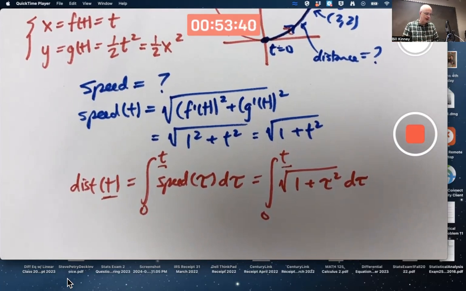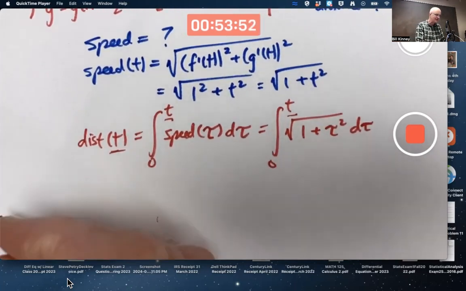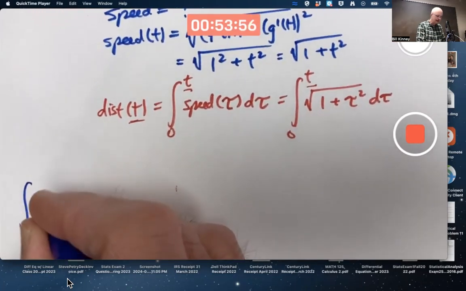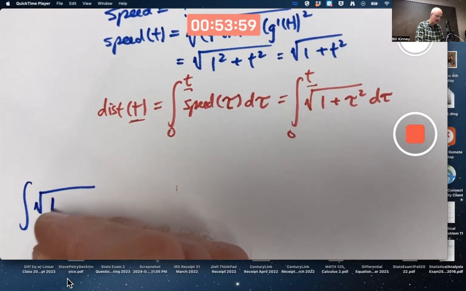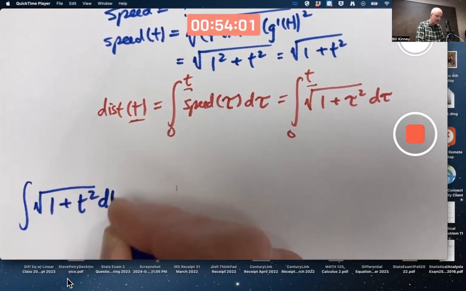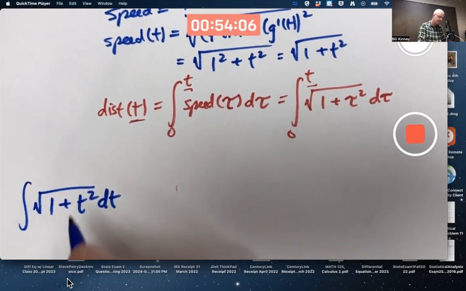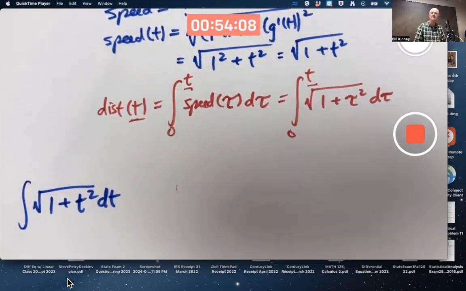But to do this integral, I need an antiderivative, right? This integral will be an antiderivative. But if I'm going to find it, it'd be best to try to find an antiderivative if possible. So now let's do the corresponding indefinite integral. And I think I'm going to go back to t instead of tau, because ultimately I want to think of t as actual time. T is the variable for distance and speed. So I'd like to do this integral. Okay, it's a trig substitution.